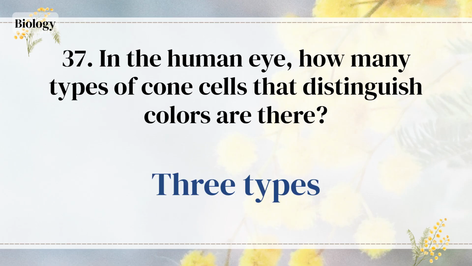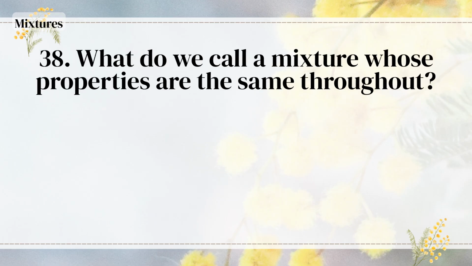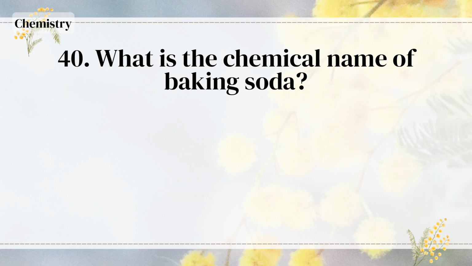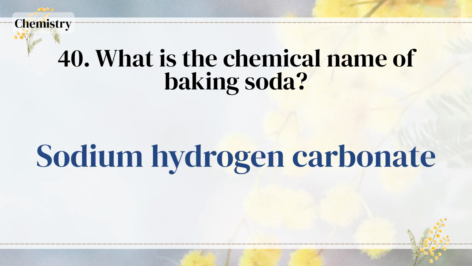Three types. What do we call a mixture whose properties are the same throughout? Homogeneous mixture. Which gas contributes the most to the greenhouse effect in Earth's atmosphere? Water vapor. What is the chemical name of baking soda? Sodium hydrogen carbonate.